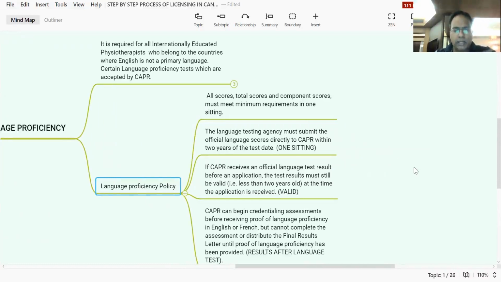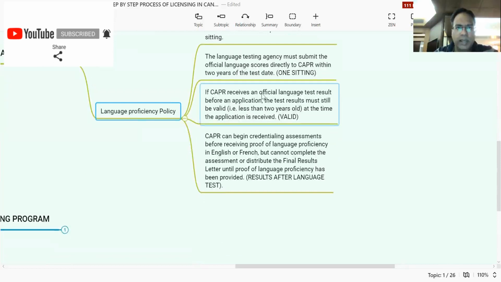Okay, the language proficiency policy is also something I'll just go through. All the scores should be taken together in one sitting. It should be a one-sitting exam, and the scores given in that one sitting are what is going to be calculated. The language testing agency must submit the official language scores directly to CAPR within 2 years of the test date. Okay, that is one thing.